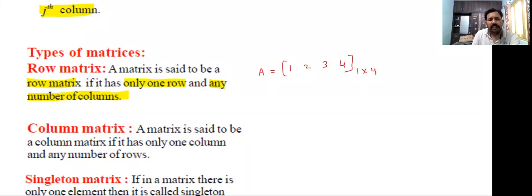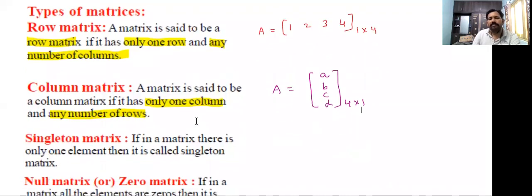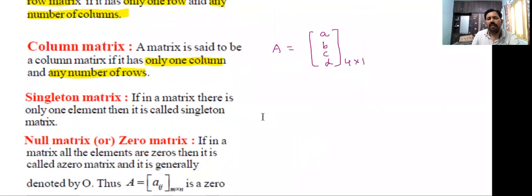Column matrix. A matrix is said to be a column matrix if it has only one column and any number of rows. See the example: A, B, C, D. Here, how many rows are there? There are 4 rows and 1 column. So this is called a column matrix.